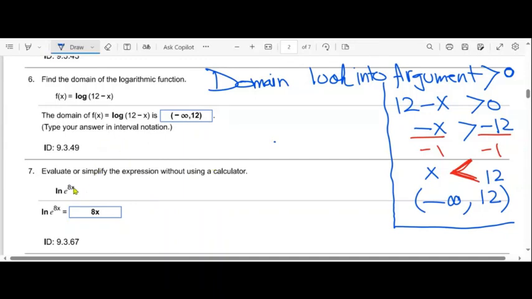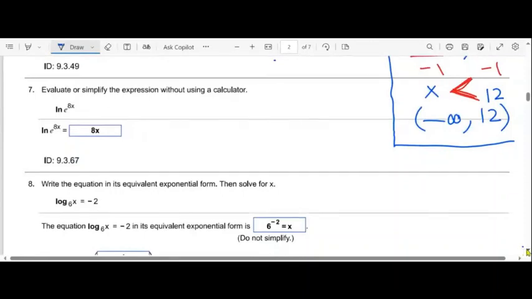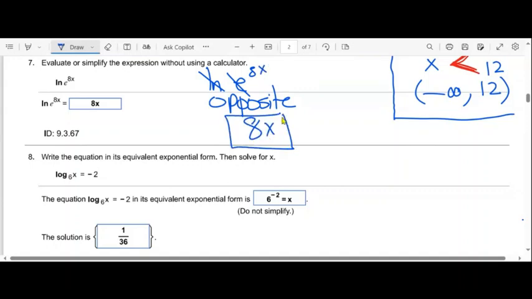All right, next one. Evaluate or simplify the expression without using a calculator. We said that since we have 8x on both sides, we know that the ln and the e are opposite of each other, right? And if they are opposite, they cancel each other. And what's left? 8x. Easy.